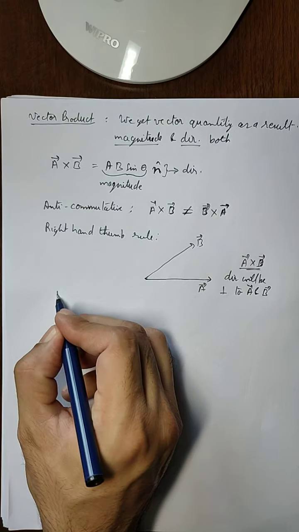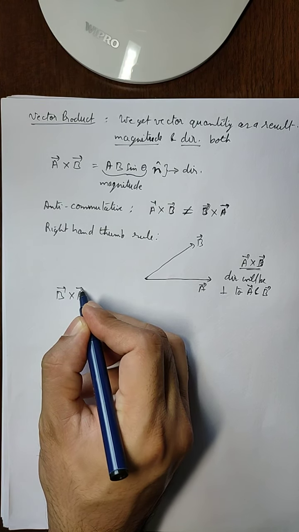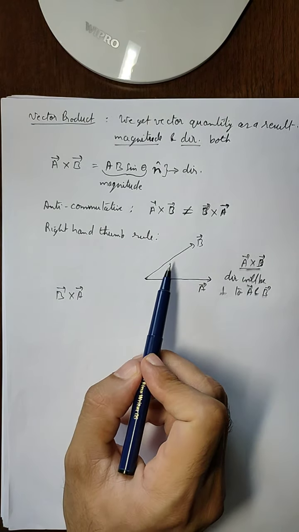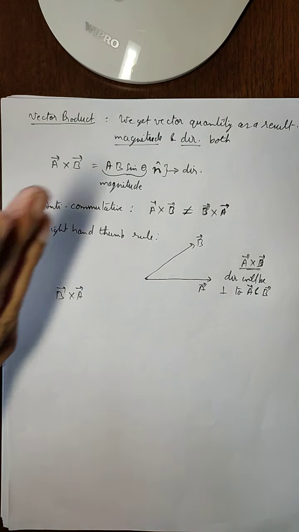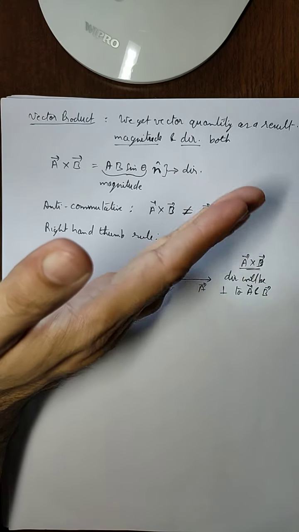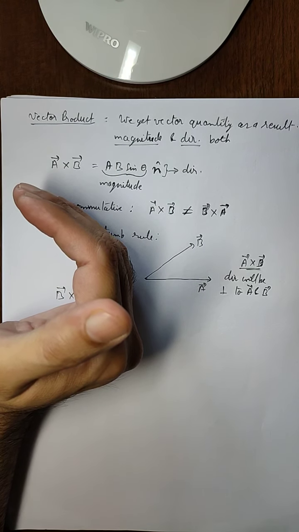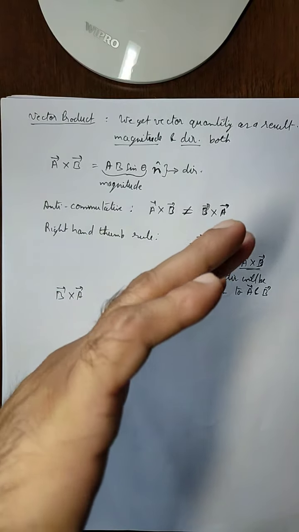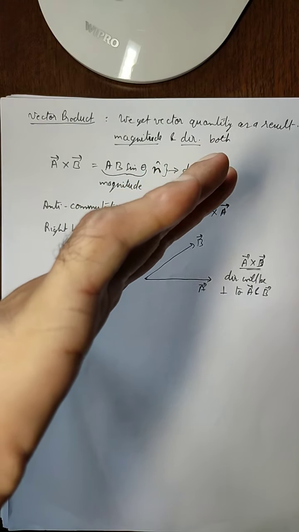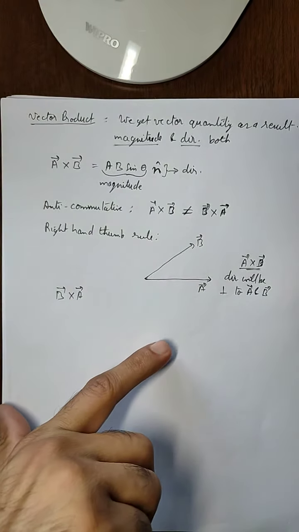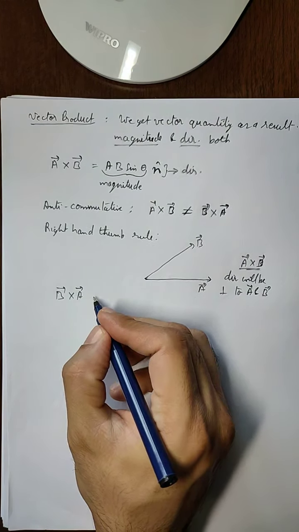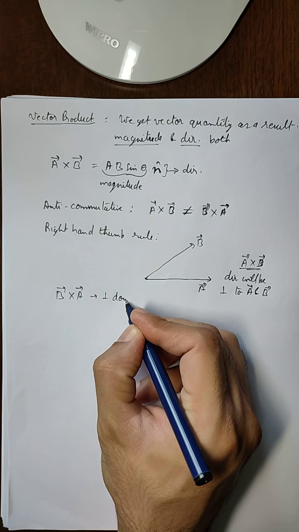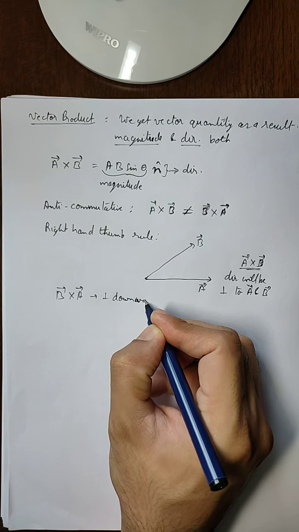Similarly, now let us say that we do B cross A. Now you have to put your fingers in the direction of B and then curl them towards A. If we put our fingers like this, we cannot curl them towards A because curling can happen only in this direction. So we have to put our hand like this and then curl the fingers from B to A. Now you will notice that your thumb will again be in the perpendicular direction, but this time it is perpendicularly downward.